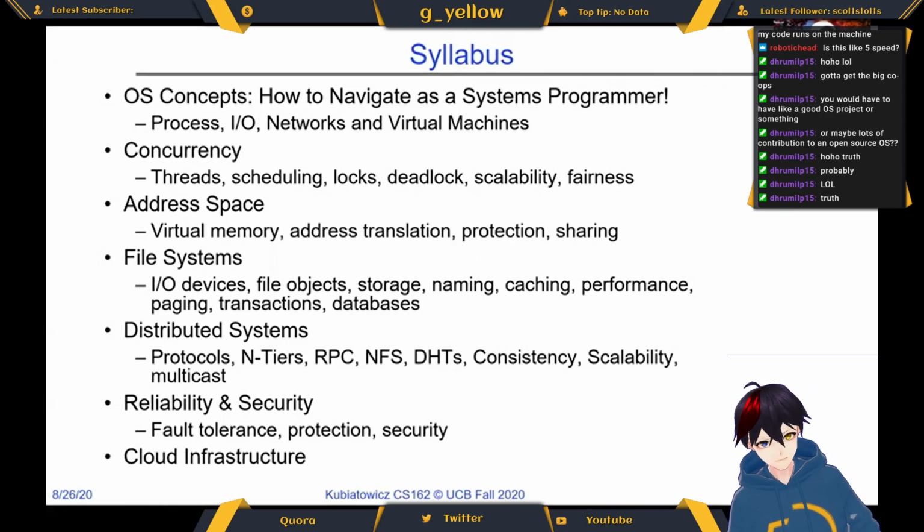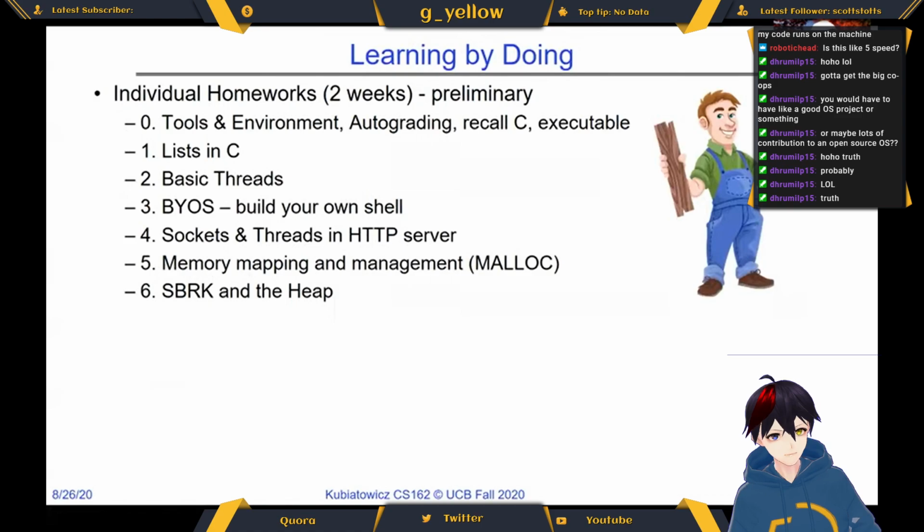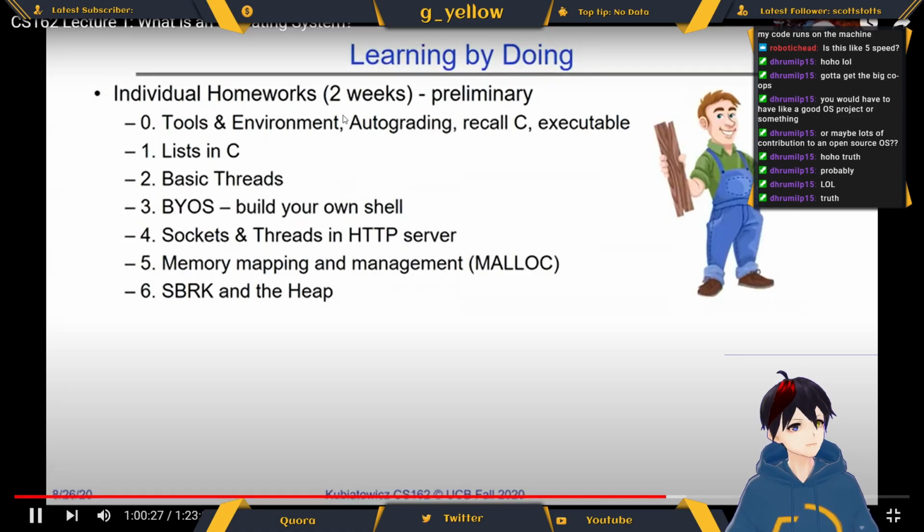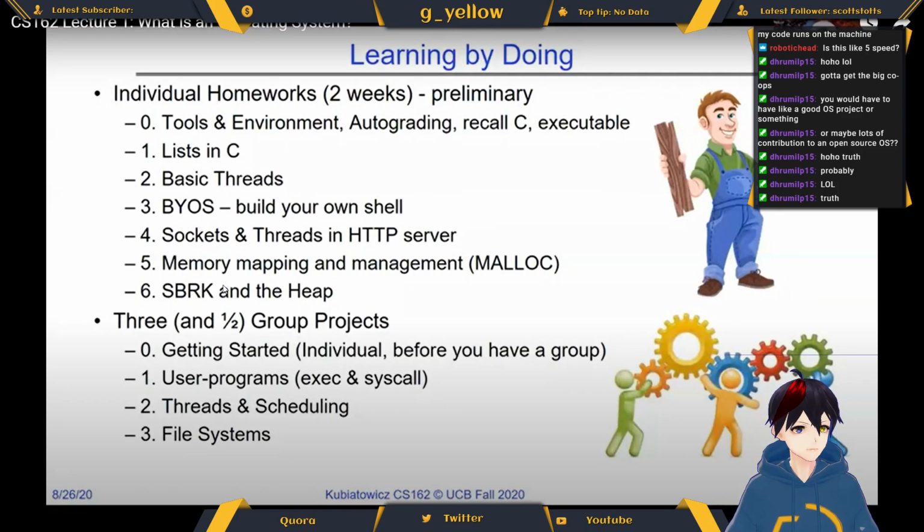Okay, so we learn by doing in this class. There's a set of homeworks, and each of them is kind of one or two weeks long. There's one that you've got to get going on right away, which is homework 0. You need to set up the environment. It's already been released, I believe, and you should get moving on it. It's basically learning how to use the systems. And there's also a project 0, which is done individually.